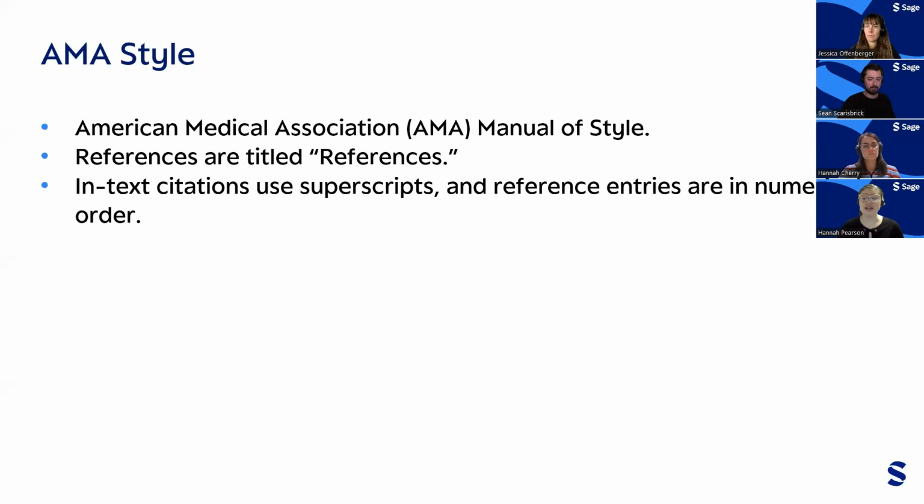And finally, we'd like to share some information on AMA style. This citation style follows the American Medical Association's Manual of Style. And as the name suggests, it's commonly used in the medical field. It is also required when submitting an article to any journal published by the AMA. AMA style is similar to Vancouver style, not only because they are both commonly used in medicine, but also because the reference sections are titled references. The in-text citations should appear as superscripts, and the reference entries are also in numerical order.